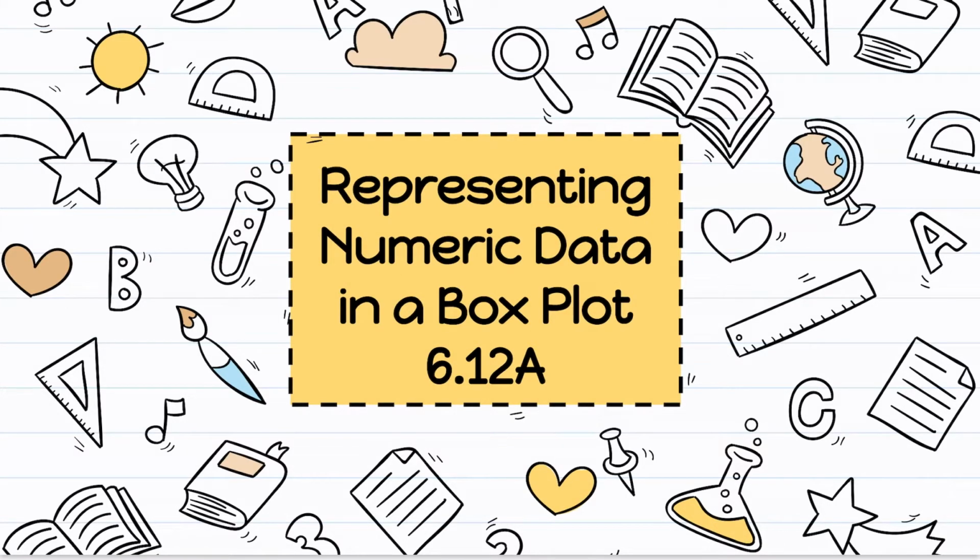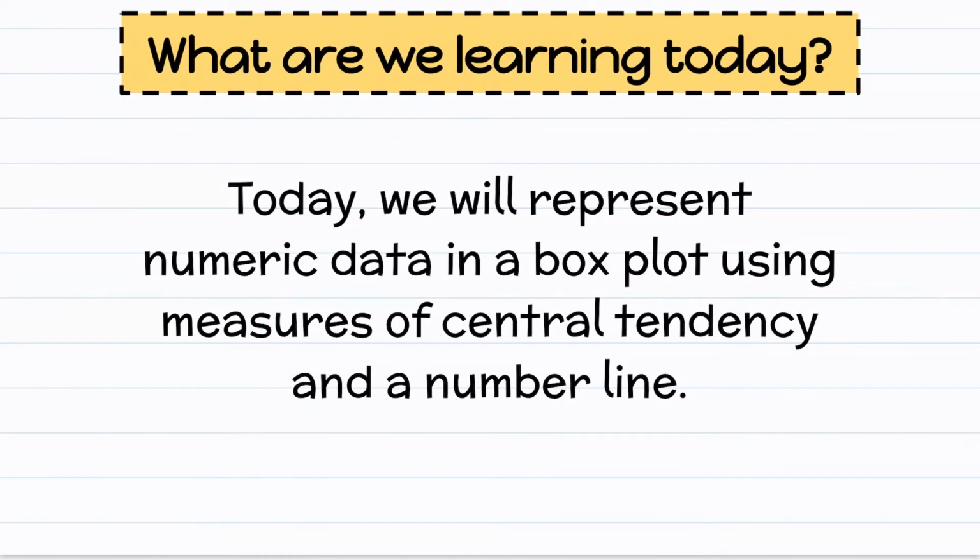Today we're going to be looking at representing numeric data in a box plot, which is our 6th grade standard 6.12A. So how are we going to be learning that today? Well, today we'll be representing numeric data, or data with numbers, in a box plot using measures of central tendency, such as mean, mode, range, things like this that we've learned in a previous lesson. And we're going to be using those measures of central tendency and putting them onto a number line.